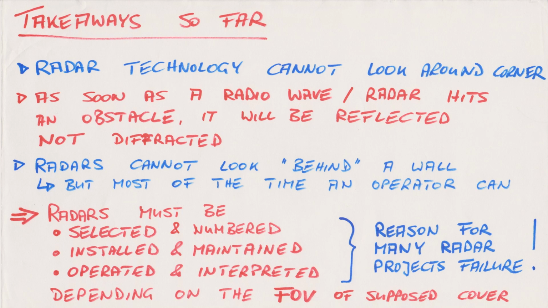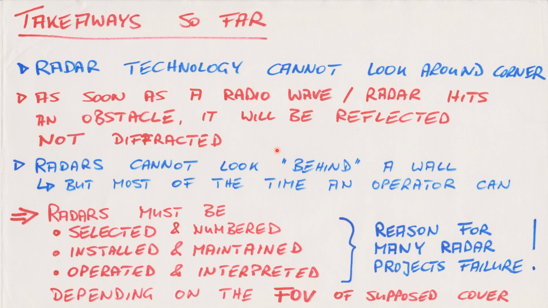What are the takeaways so far? I hope that the audience right now, at this point in time, knows that radars cannot look around corners and are limited by the processing and intelligence, so to say. They are not comparable with the human eye or the human brain, but are more limited in their field of view.